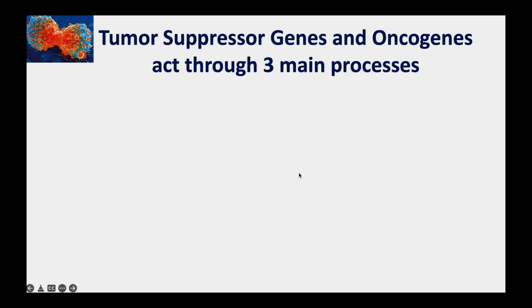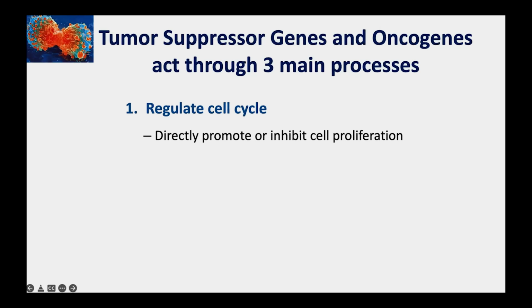These tumor suppressor genes and oncogenes act through three major processes. The first is that they can play a role directly in regulating the cell cycle. That means turning the cell cycle on, where the cell is growing and dividing into two cells, and then those cells can divide into further cells, and so on. So these genes are directly promoting or inhibiting cell proliferation.